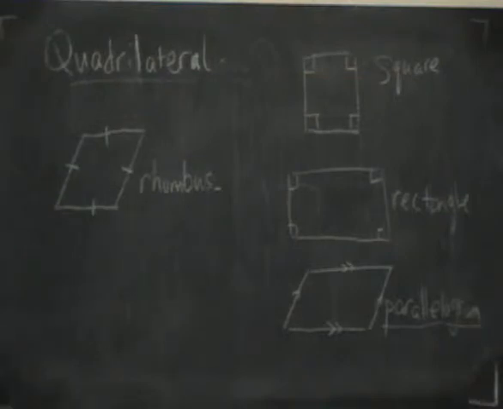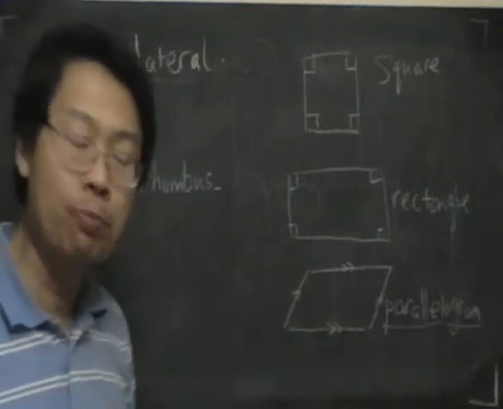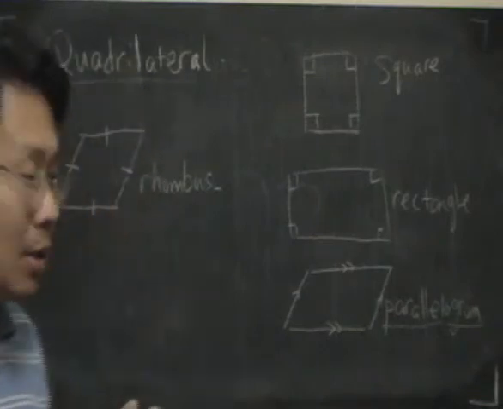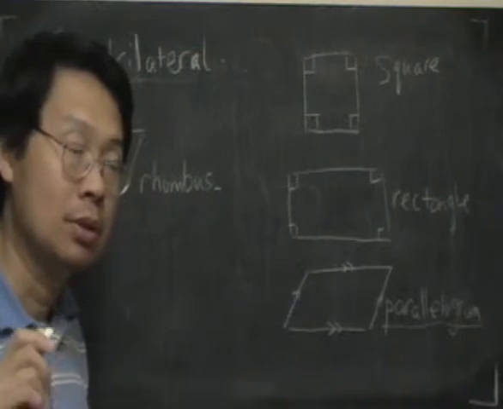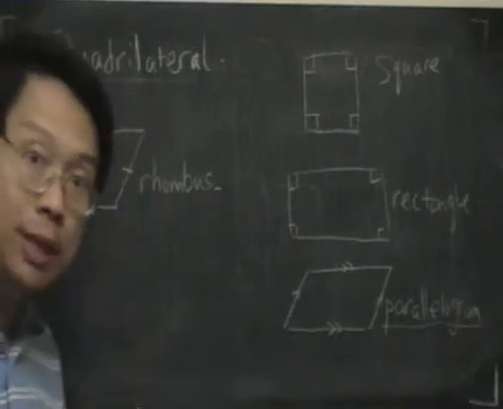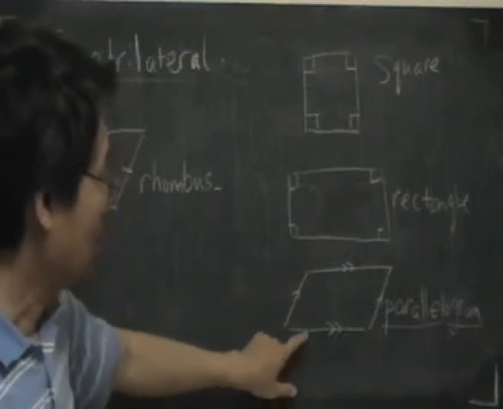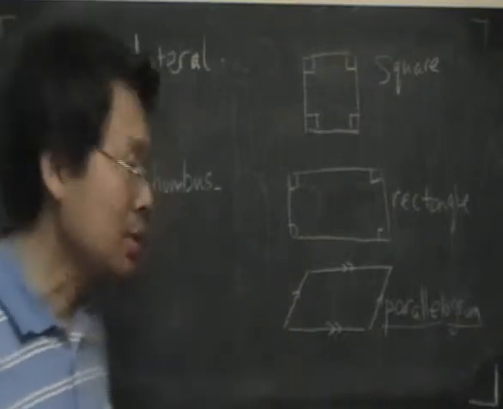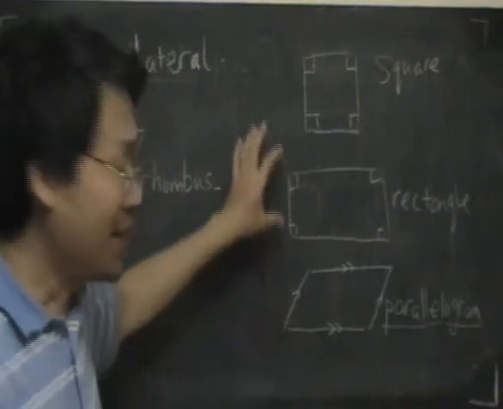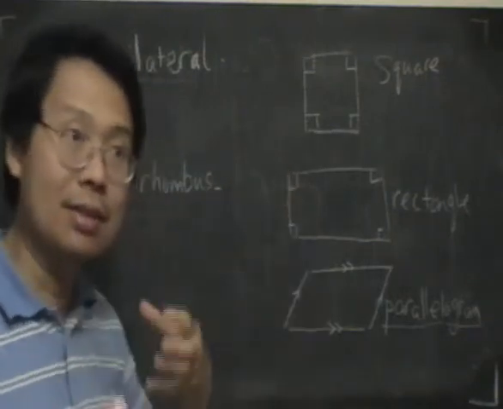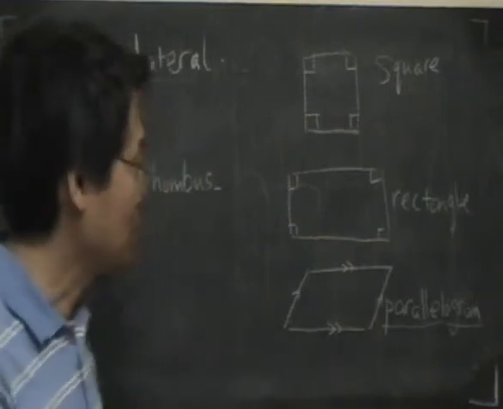Now in both the parallelogram and the rhombus, the angles do not have to be 90 degrees. They could be, right? If a parallelogram has angles that are 90 degrees, that just means that it is a rectangle. So that also means that a rectangle is a type of parallelogram. That's how you can think about it.